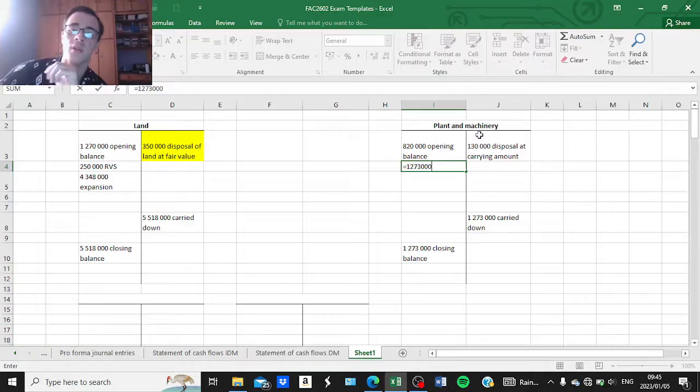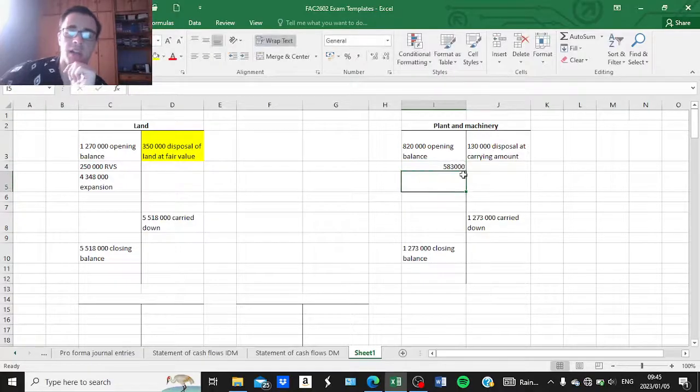All right, so we will take the total of the credit section, right? So we will take the closing balance carried down, add back the disposal at carrying amount, and finally we will subtract the opening balance of 820,000. Okay, just give a moment for Excel to respond. Thank you very much. And this should give you 583,000.